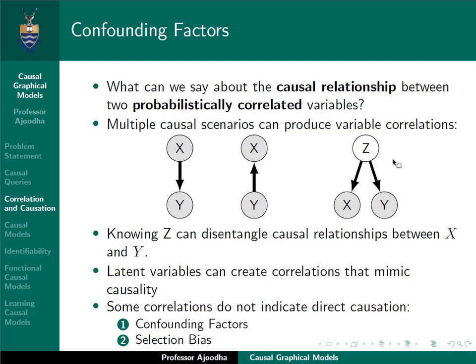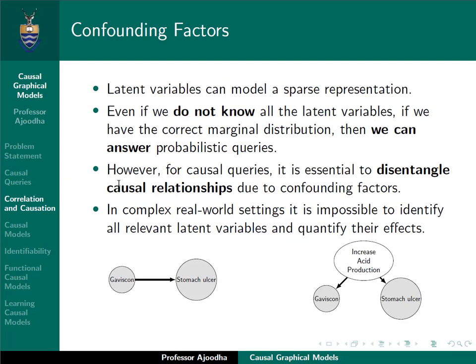For example, people who take Gaviscon, and Gaviscon is an antacid, right, are more likely to have stomach ulcers. It is tempting to say that Gaviscon causes ulcers, right? You see the Gaviscon here causing the stomach ulcer. It's very tempting to do that because these two things are correlated. People who have stomach ulcers often take Gaviscon. All right, there's a correlation there.